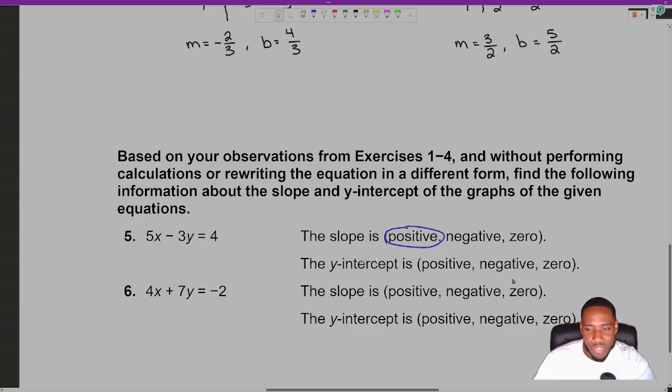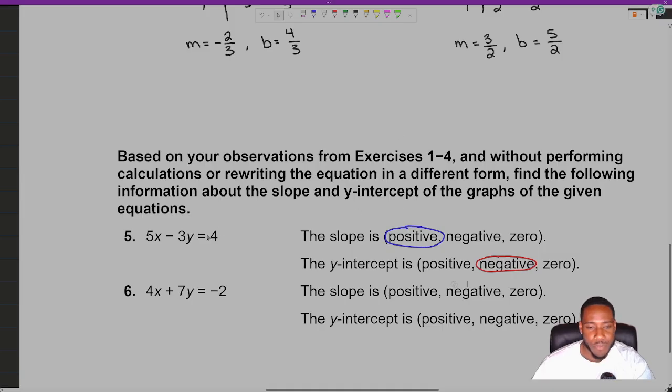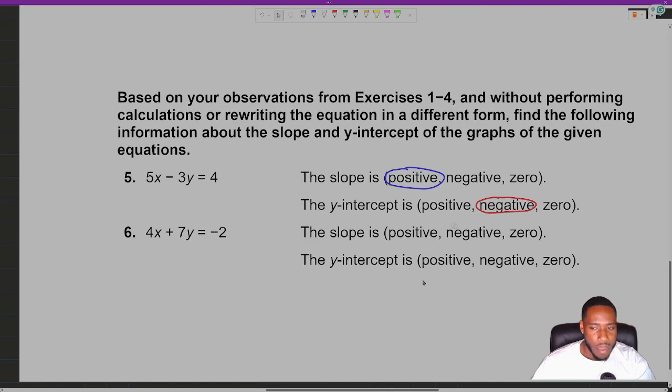Now, as for the y-intercept, the only thing we would really be doing to change the sign for the 4 here is dividing both sides by this negative 3. And when we do that, this positive 4 getting divided by this negative 3 would end up giving us a negative number. So for this equation, the slope would be positive, but the y-intercept would be negative. I'm going to give you a minute or two here to try that same logic with number 6, and we'll come back in to discuss it.